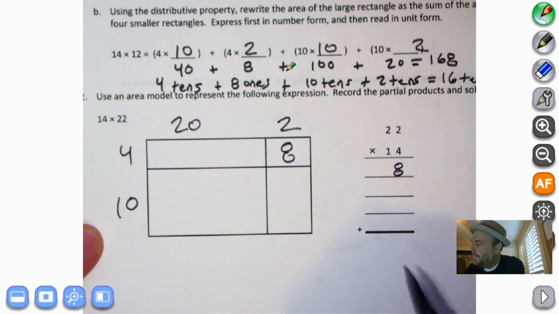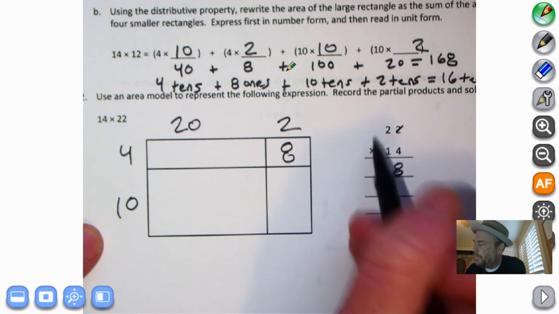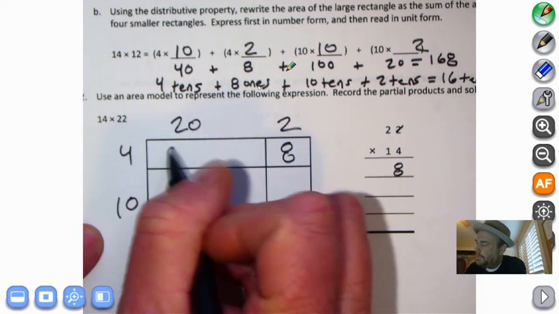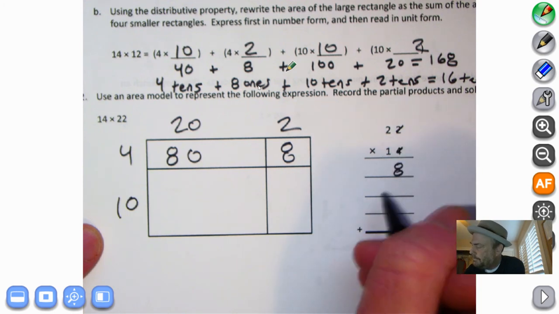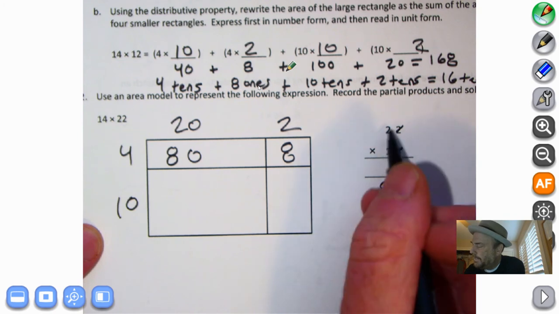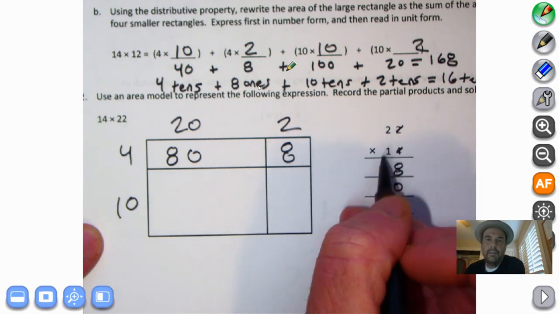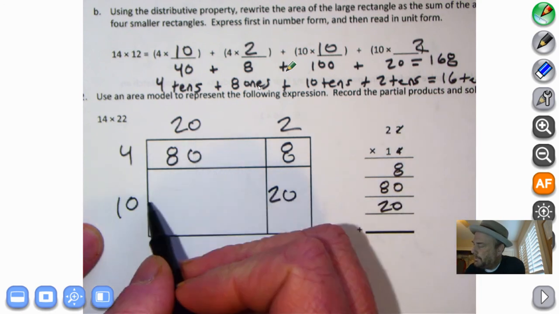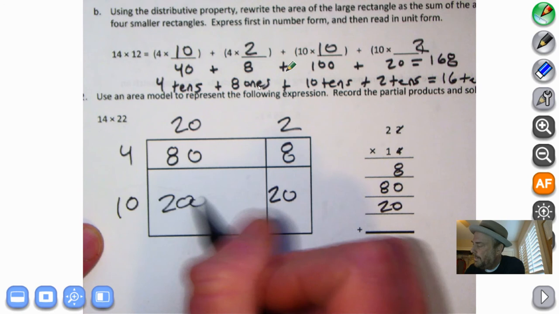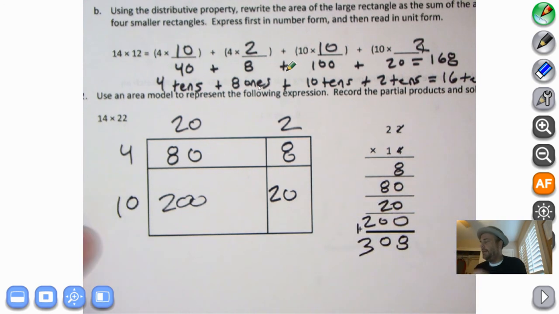Next, we've got 20 times 4, because we've already done 2 times 4, right? Now we're doing 20 times 4. 4 times 2 is 8, there's a 0. We get 80. So we're done with this 4. Then we can go 10 times 2 right here. See? 20. And then last but not least, 20 times 10. Well, 2 times 1 is 2, there are 2 zeros, and we get 200. Ready to add it up. 8, 80, 100, and 308 is our total.